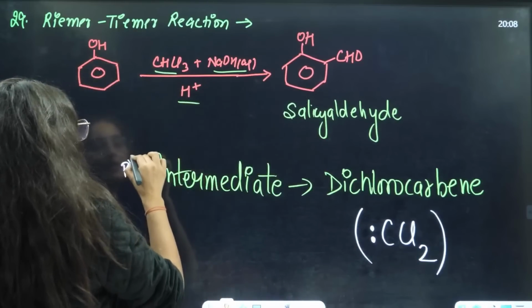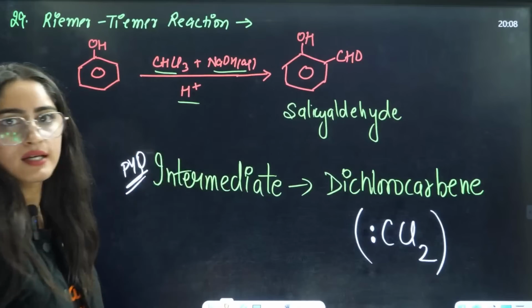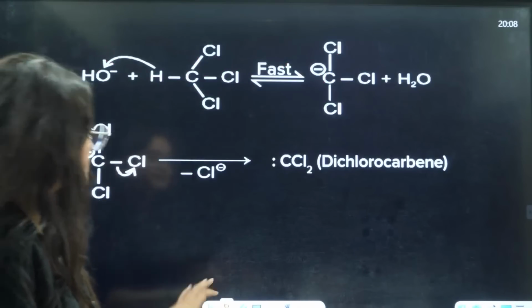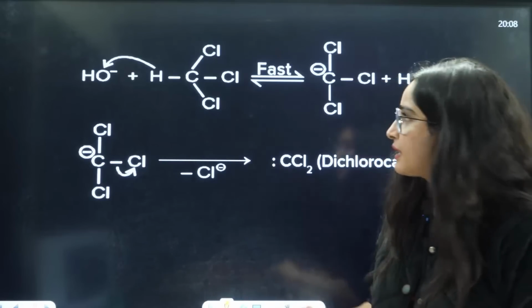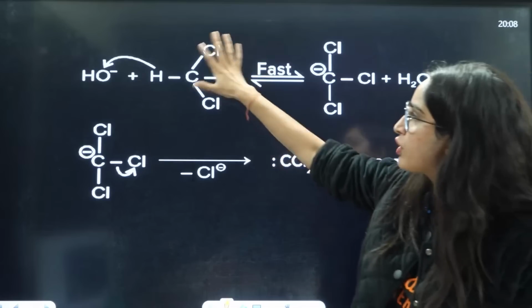This is your again NEET previous year question. Okay? Now let us see the mechanism, how this dichlorocarbene has been formed. As you can see here, first you will have a chloroform.